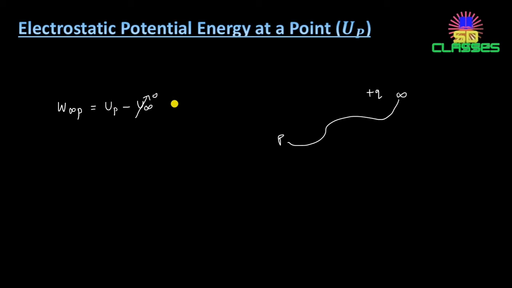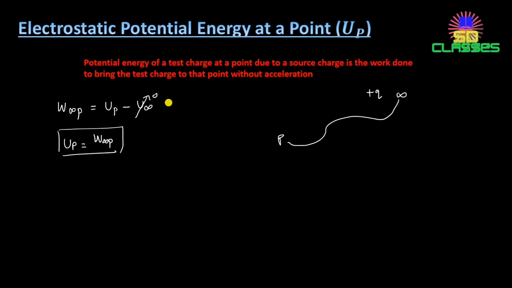Why is this one 0? Because at infinity we don't have any electric field. So in the absence of an electric field, the electrostatic potential energy is 0. So we can say UP is equal to W infinity to P. So we can define that the potential energy at a point due to a source charge is the work done to bring the charge from infinity to that point P without acceleration.